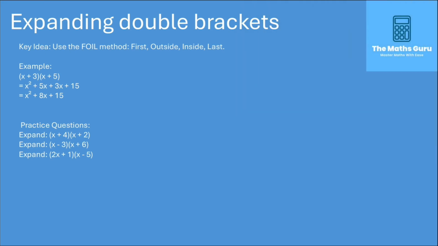Moving on to question number 3. We have 2x plus 1 times x minus 5. Looking at our first terms, we have 2x times x, which is 2x squared. Then, looking at our outside terms, we have 2x times minus 5, which gives us minus 10x. Inside terms give us plus x, and our last terms give us minus 5. Collecting like terms, we get 2x squared minus 9x minus 5. And that is the final expanded brackets using our FOIL method.